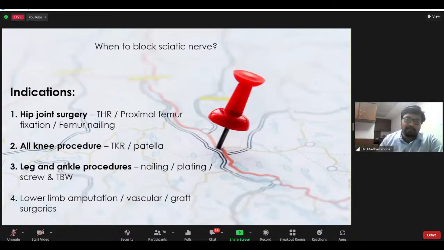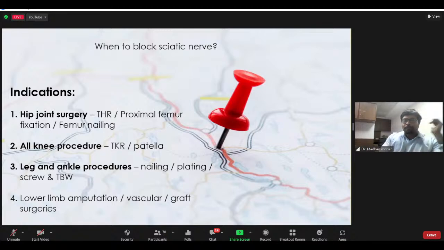Only the medial compartment of the leg, or the shin region, is covered by the saphenous nerve, which is a branch of the femoral nerve. As far as the muscles and osteotome are concerned, in the leg, ankle, and foot, everything is supplied by the sciatic nerve. So it is the primary nerve which we need to block in order to get good analgesia as well as anesthesia of the lower limb on the posterior side and the entire leg.